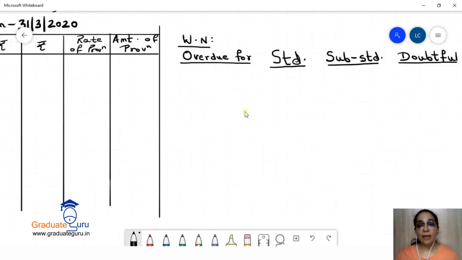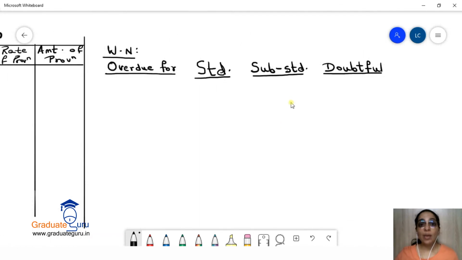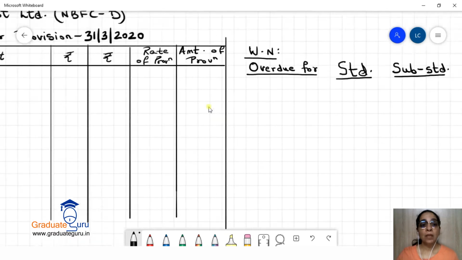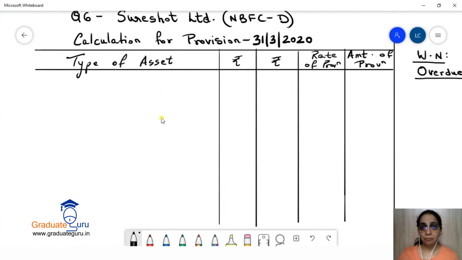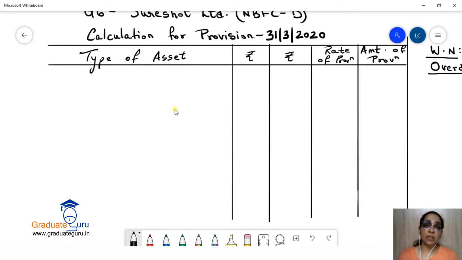And I have also made a working note like this, which will help me to classify my asset correctly. So for how many months it is overdue, initially it will be standard, then when will it become substandard and then finally when will it become doubtful. So this we will be able to calculate using this working note. Okay. So let's begin our sum and they have given us certain amounts and they've said for how many months it is overdue. So our first category is going to be standard assets.